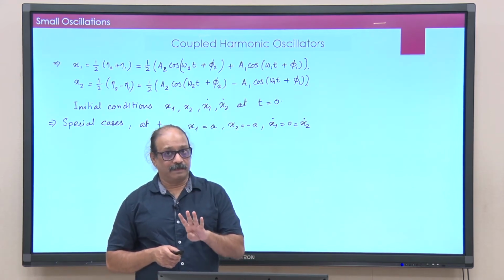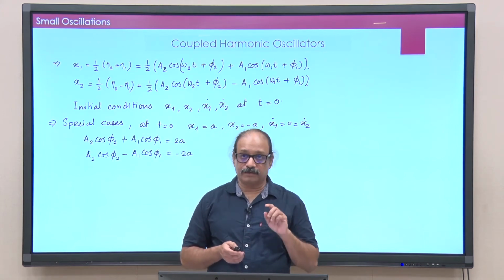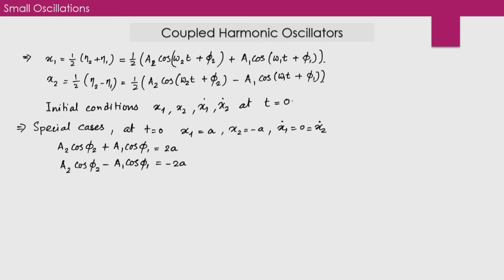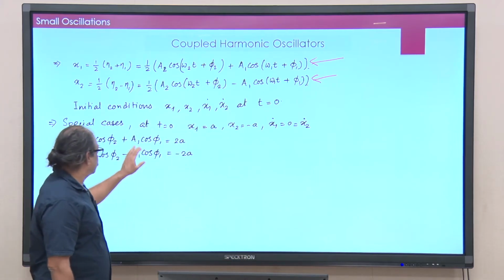So, I have 4 conditions, I will write these 4 conditions here. So, the first 2 conditions are basically x 1 is equal to a, which comes from this equation here, and x 2 is equal to minus a, which comes from this equation, and these 2 equations look like this.